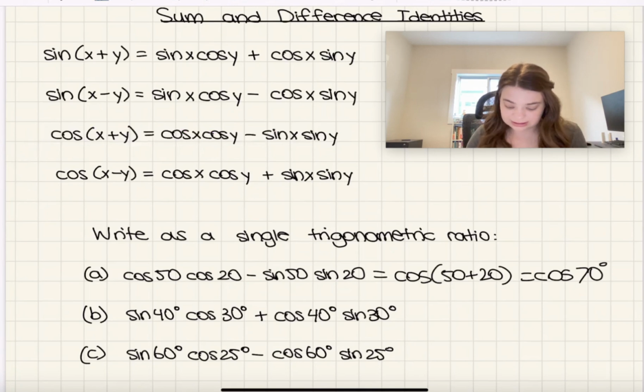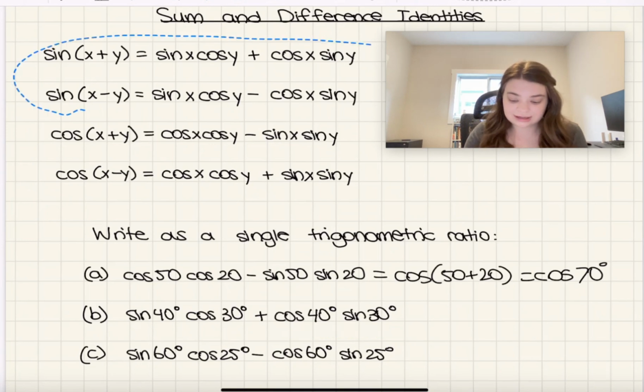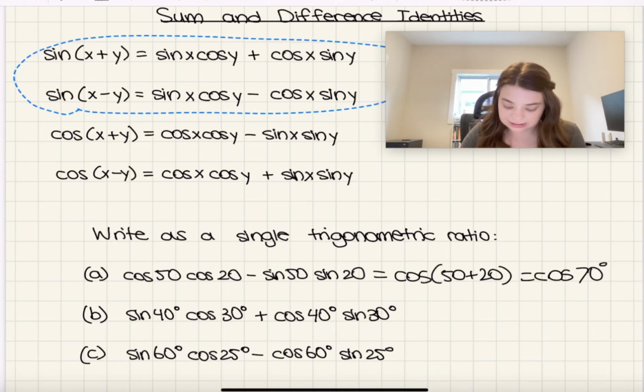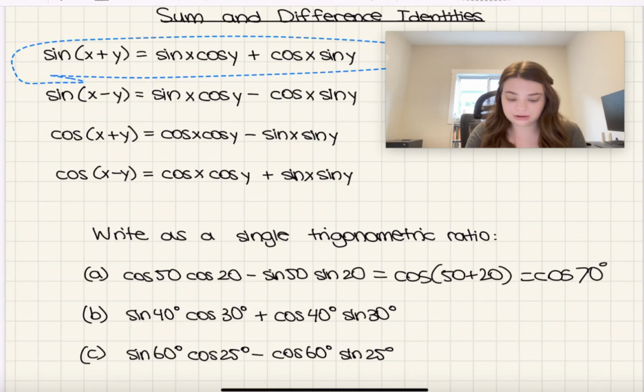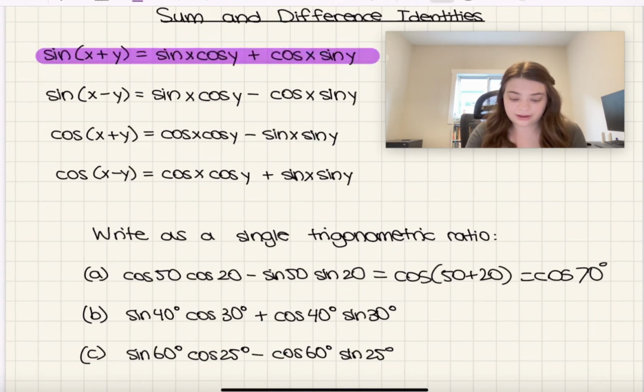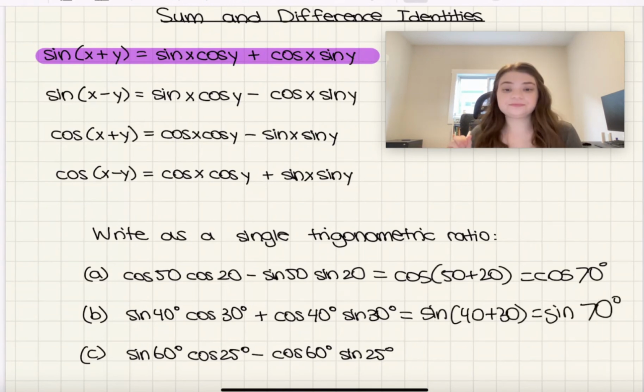So the second one is sine 40 cos 30 plus cos 40 sine 30. So here we have a mix of sine and cosine in each term. That means it's got to be one of these first two identities. Then we look at the sign. The sign is plus, and so therefore it's this first identity that we're going to be using here, which I'm going to highlight in purple. There we go. And so therefore, this is equal to sine of the angles added together, sine x plus y. So sine 40 plus 30, which is equal to sine 70.